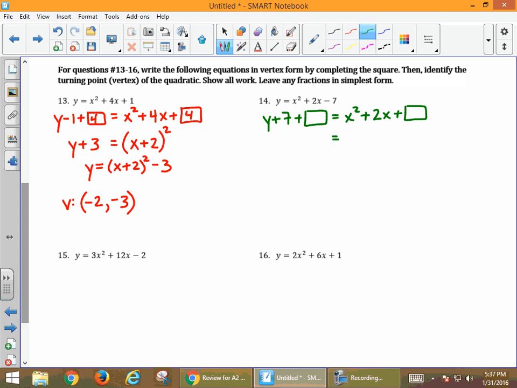The right side. In order to be a perfect square, I have to take half of 2. Half of 2 is 1. Into the box is 1 squared. 1 squared is 1. Simplifying the right side, y plus 8. Solve for y, subtract 8 on both sides, x plus 1 quantity squared minus 8. The vertex: x plus 1 tells me my x value is negative 1, and negative 8.